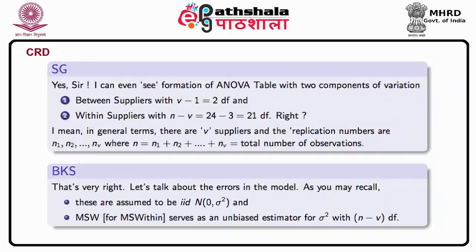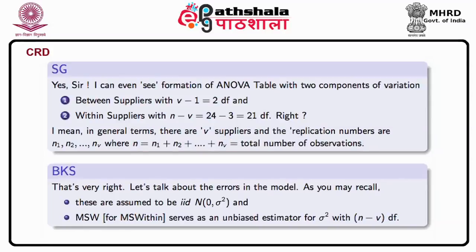Yes, sir. I can even see the formation of the ANOVA table with two components of variation. The first one is between suppliers with v minus 1 equal to 2 degrees of freedom, and the second one is within suppliers with n minus v equal to 24 minus 3 equal to 21 degrees of freedom, right? I mean, in general terms, there are v suppliers and the replication numbers are n1, n2 up to nv, where n is equal to the summation of ni, i running from 1 to v. That is, n is the total number of observations.